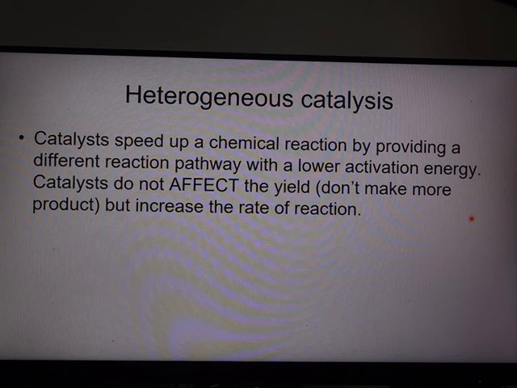Catalysts, on the other hand, do not affect the yield. You don't make more product using a catalyst, you just get the product quicker, so you increase the rate of reaction. So catalysts do not affect the yield, but they do affect the rate of reaction.